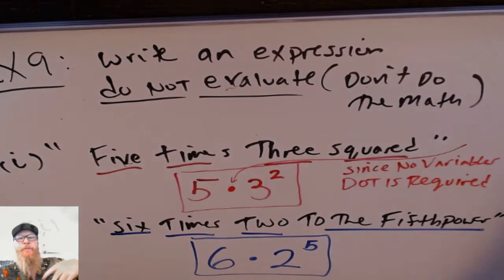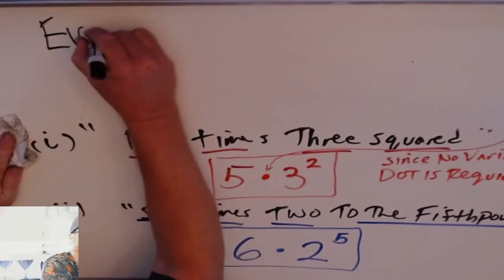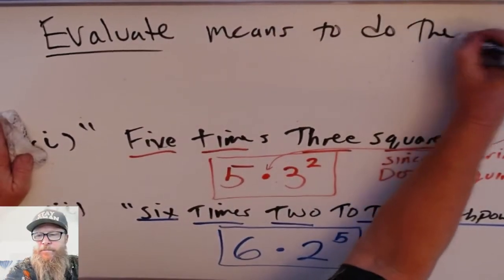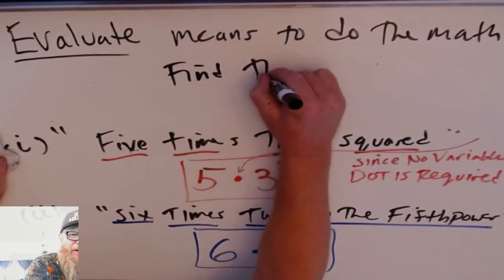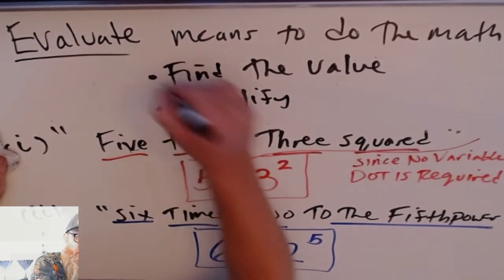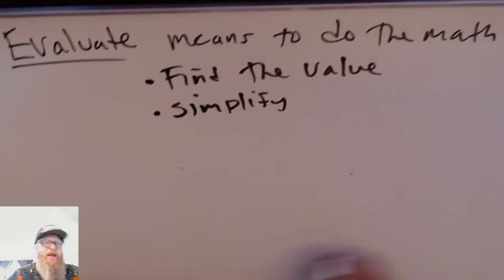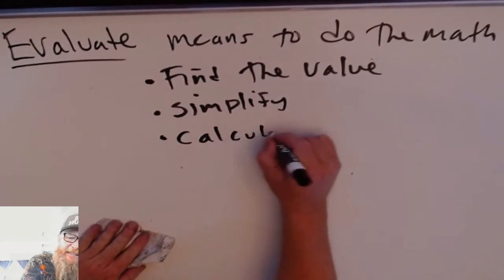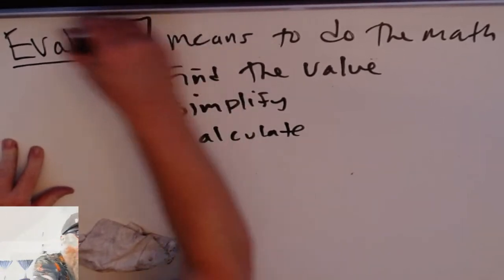For the rest of the problems, we're going to evaluate. So evaluate means to do the math, find the value, simplify. All of these things are synonymous. So I say evaluate, you say do the math, find the value, simplify. Some people will say calculate. It's another way to say it. So these are all synonyms for evaluate.